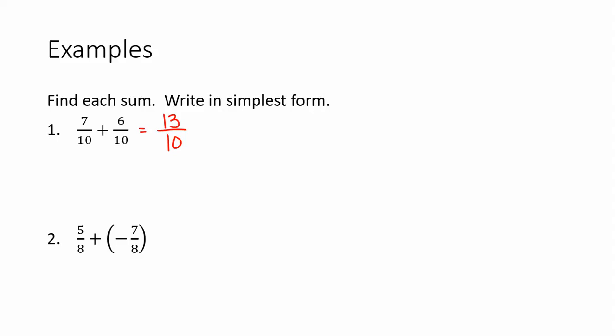Number 2, we have 5/8 plus negative 7/8. So here we are adding 5 and negative 7. Those numbers have opposite signs, so we should actually be subtracting. 7 minus 5 is 2. And since the 7 is the bigger digit and it's negative, we get negative 2 over 8. This answer needs to be reduced. We can divide the top and the bottom by 2 to get negative 1/4.